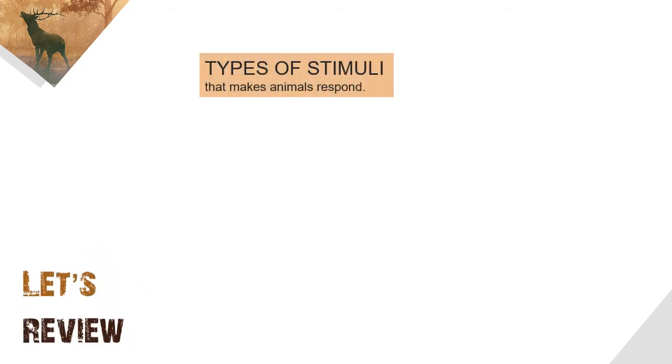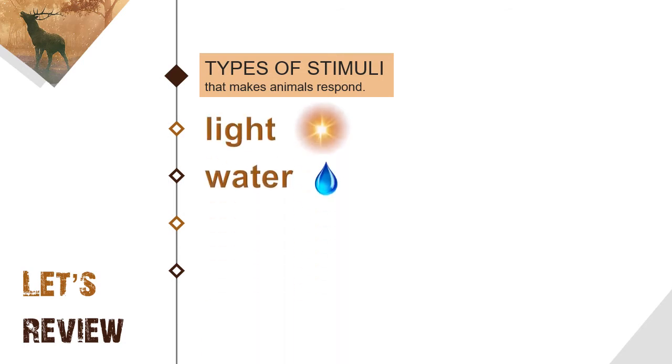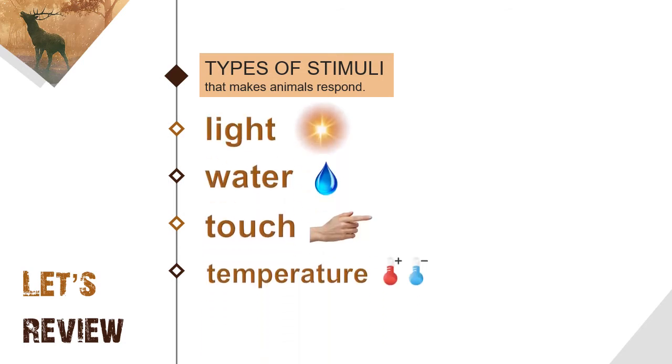Let's review. There are 4 types of stimuli that make animals respond. We have light, water, touch, and temperature. Don't forget that animals respond to stimuli in order for them to keep themselves safe and help them survive.